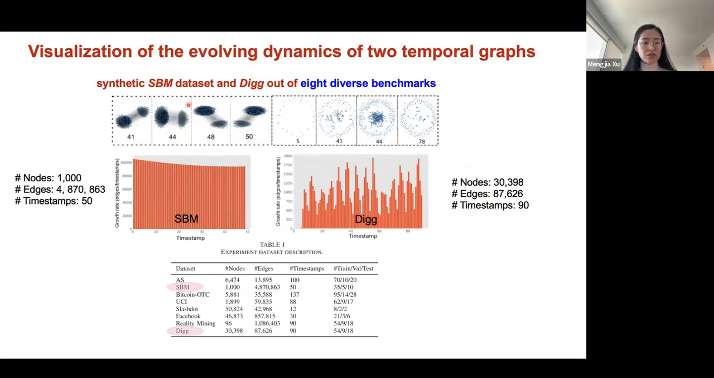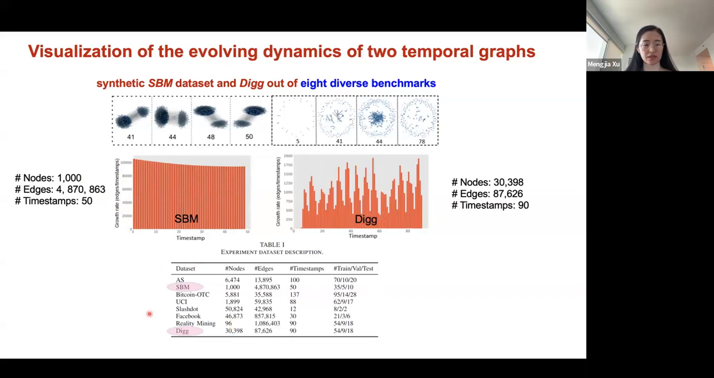And SBM is a relatively small graph, containing only 1,000 nodes but a lot of edges, and 50 time steps. This shows the growth rate of edges over time steps. We can see the SBM dataset changes very smoothly over time, while the DIG dataset changes very dramatically and has highly transitional dynamics.